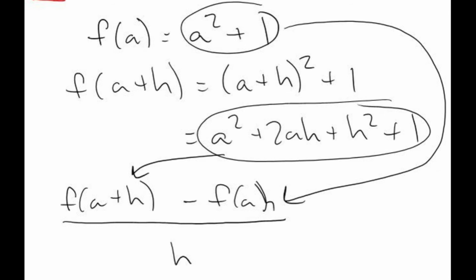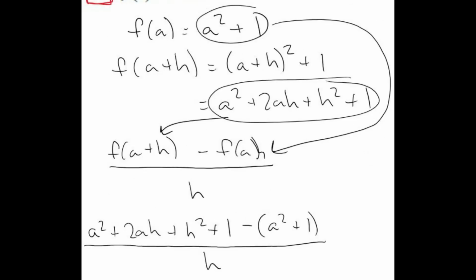And the big thing that people forget is they forget to put that a squared plus 1 in parentheses. The reason it has to be in parentheses is because there's a minus sign in front of that. And you've got to remember to subtract both things, not just the a squared. So if you're going to make a mistake, it's probably going to be there.